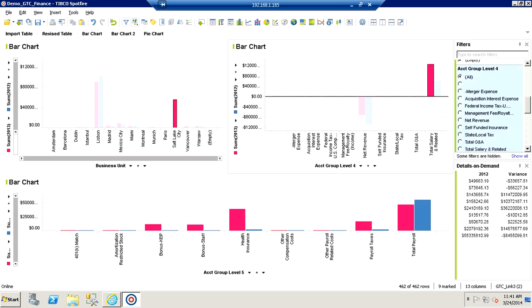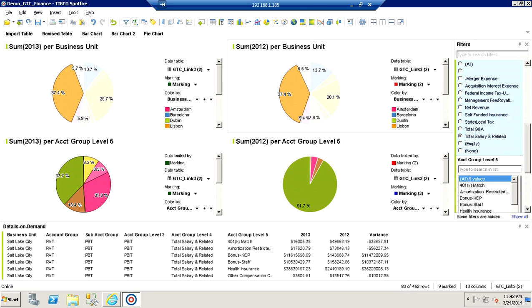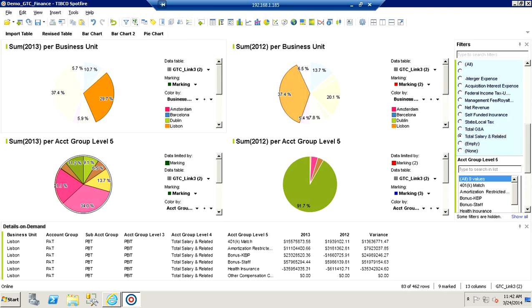Alternatively, we may wish to analyze our data using pie charts. Here we are viewing our various business units and the ratios between those business units for our accounts. We can see here that Salt Lake City has the greatest ratio for our total salary and related account at 37.4%. However, if we wish to analyze our Lisbon slice, we can click on Lisbon, and the details visualization reflects the account breakdown for Lisbon on demand.